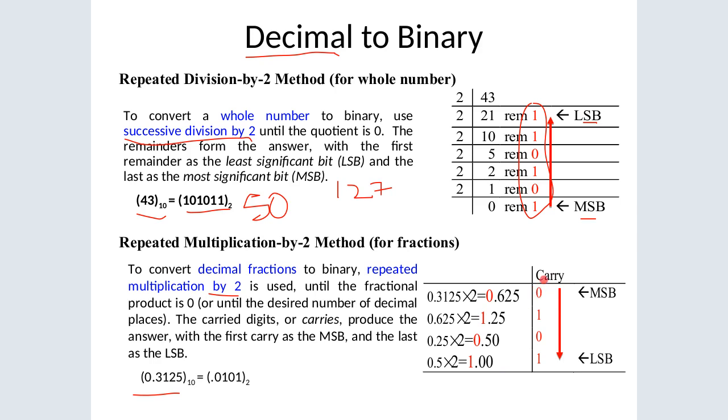So the carries you're seeing here produce the answer, right? You take 0.3125 times 2, that is 0.625. Now you take 0.625 times 2, it is 1.25. You take the 0.25 times 2, you get 0.5. You take 0.5 times 2, you get 1, right? Up to the desired point. Again, if you take 0.00 times 2, that would be 0. So that marks the end.